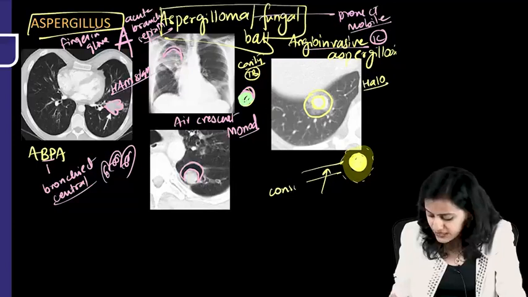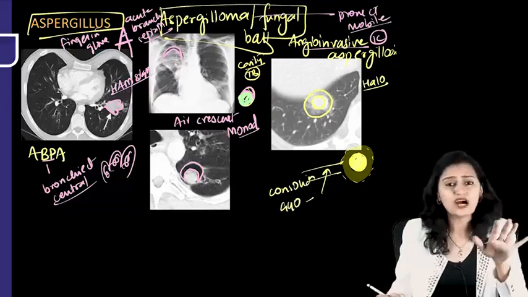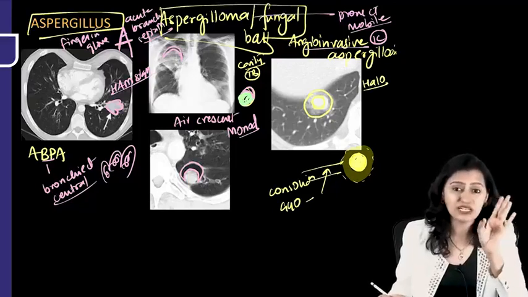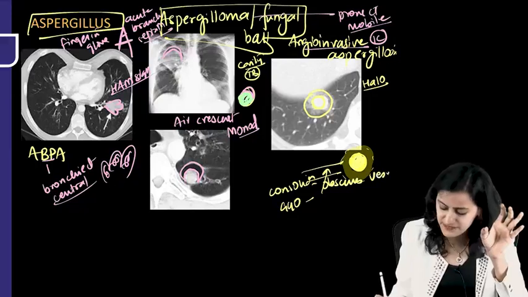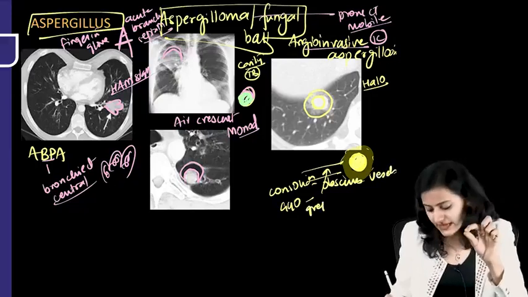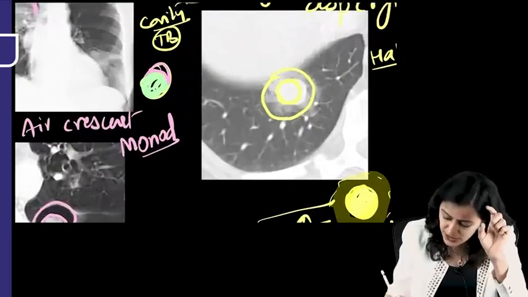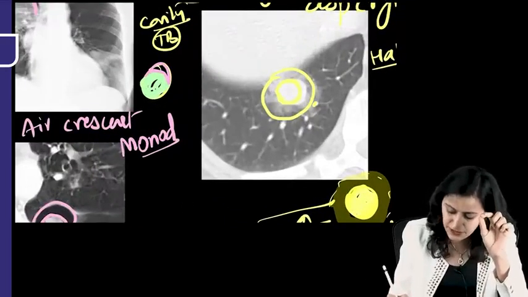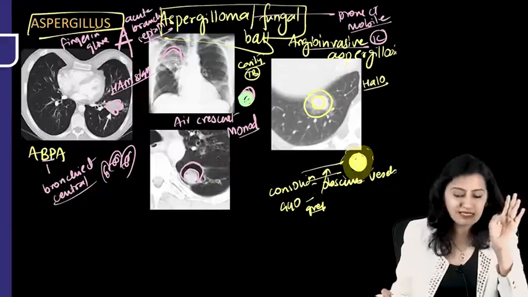What is the difference between consolidation and ground glass opacity on radiological finding? Consolidation is dense white, solid, dense white. So it obscures the background vessels. Ground glass is gray. That means the white vessels can be seen through it. So if you see here, you can see the white vessel here, right? You can see the white vessel here. It is not completely white. So that's the difference between the two.